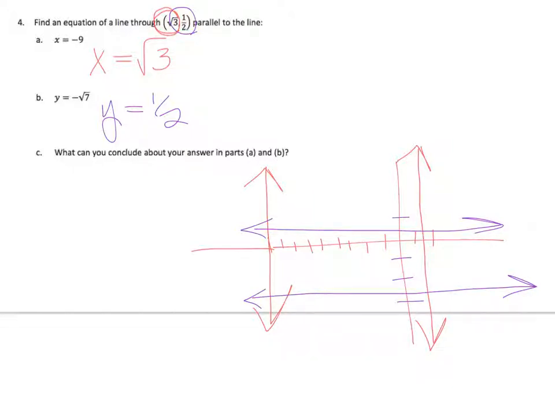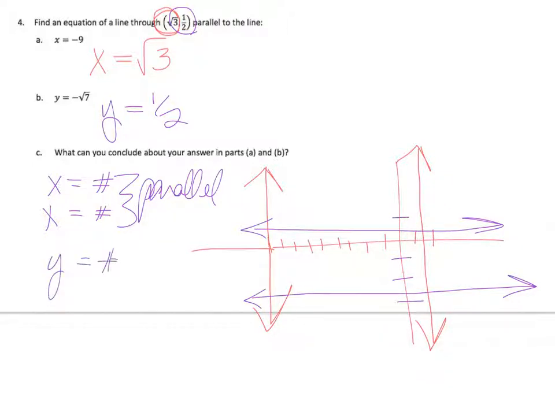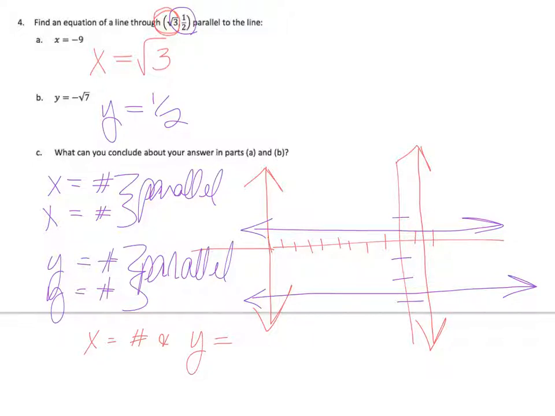What can you conclude about your answer in parts A and B? I can also say, x equals a number and x equals another number will always be parallel. Two vertical lines are parallel. y equals a number and y equals a number will always be parallel because two horizontal lines are always parallel. That means that x equals a number and any y equals a number are always perpendicular, because one's horizontal and one's vertical.